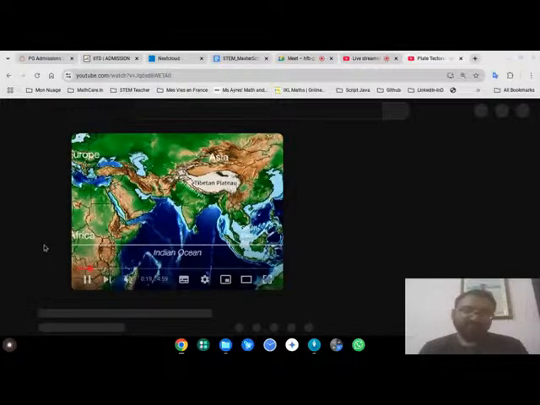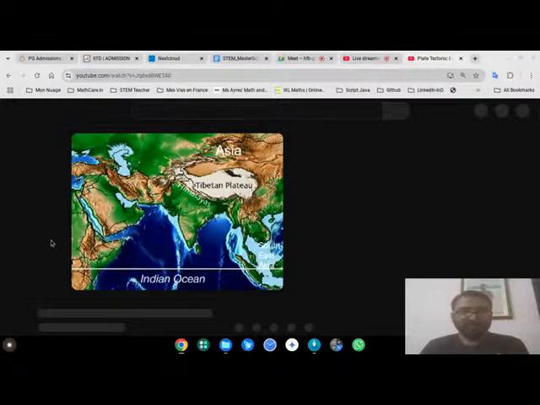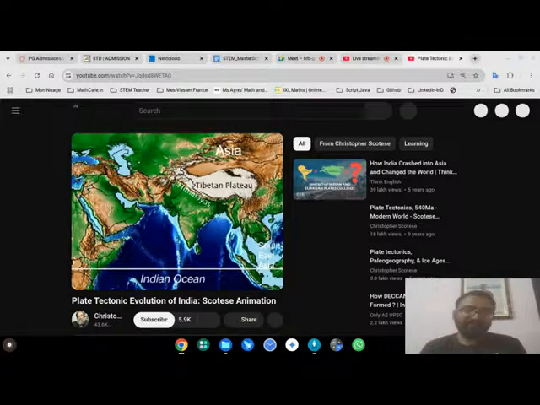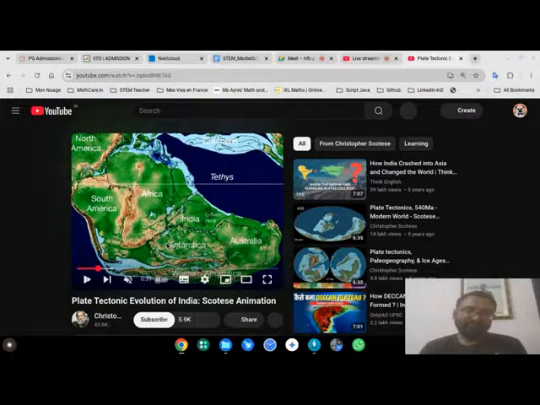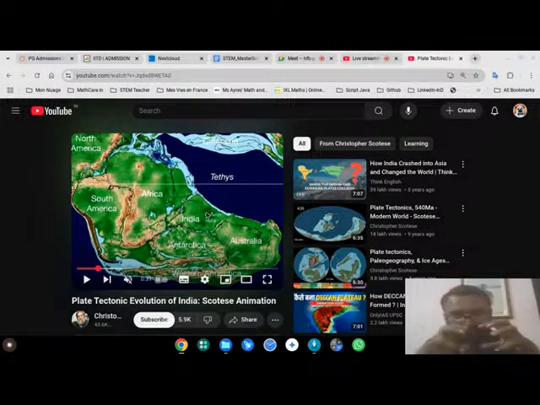So this is the actual Earth, but this India is not from this place. It migrated from another place. It is actually from here. So you can see South Africa, North America, South America, Africa, India, Australia, Antarctica. Collectively it was one place during the formation of the Earth.